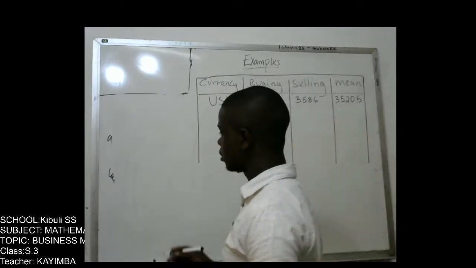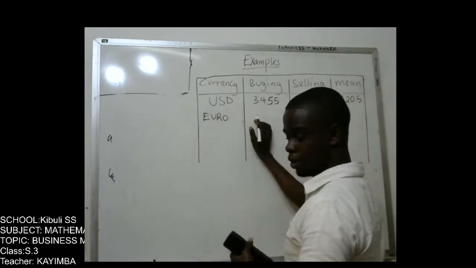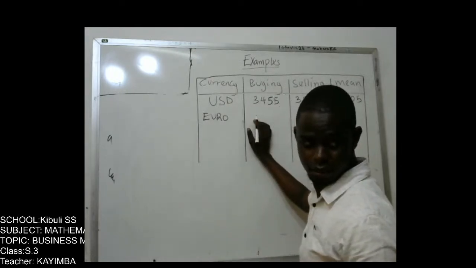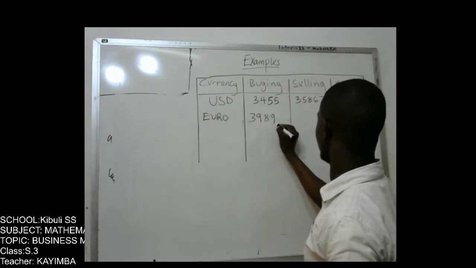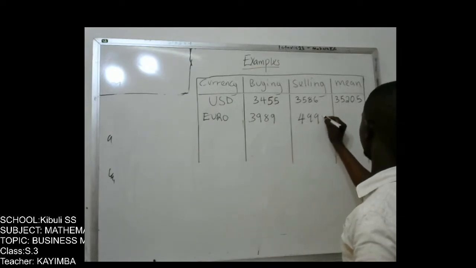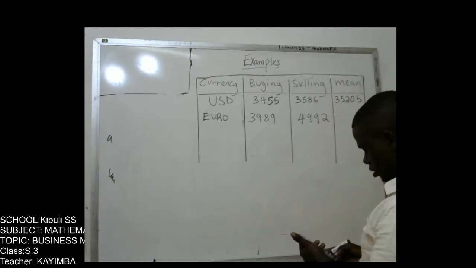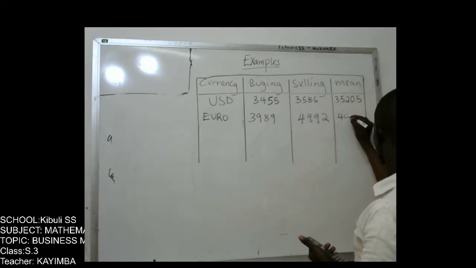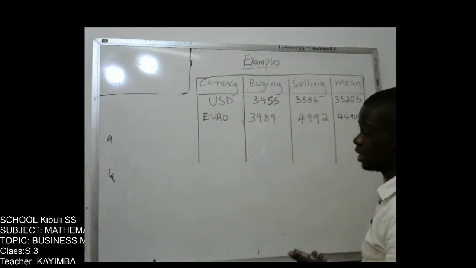Then we go for another one, euro. Euro, how much are they buying it at? 3,989. And selling? 4,992. So what will be the mean? 4,992 plus 3,989, divided by 2, so it is 4,490.5. You have that?